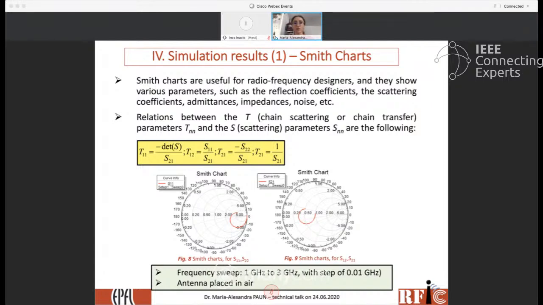Here you can see the relationship between uppercase T, the chain scattering or chain transfer parameter, and S, the scattering parameter. And then we proceeded to do a frequency sweep between 1 to 3 gigahertz. For the antenna placed in air, we have here different Smith charts, and on these Smith charts, you have the scattering or S parameters. Obviously, it is a symmetrical system, so S11 equals S22, whereas S12 equals S21.